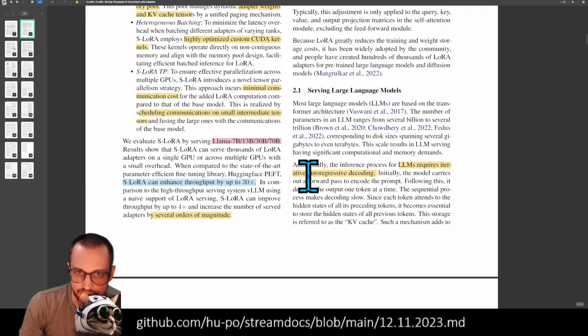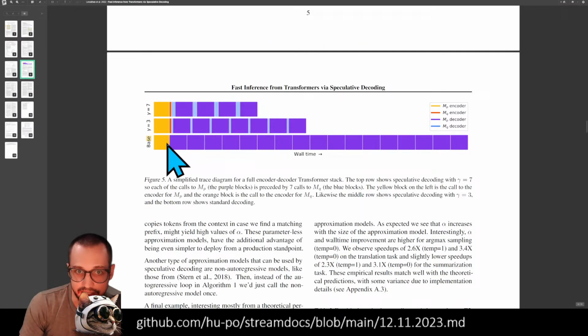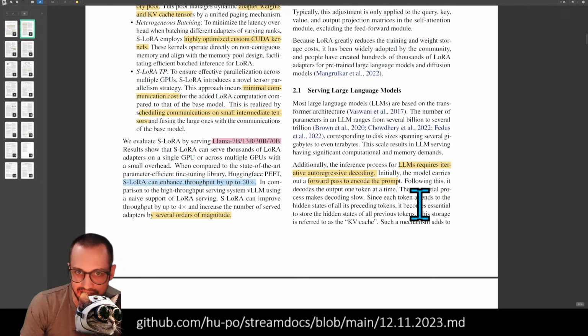Initially, the model carries out a forward pass to encode the prompt. So that's this yellow part here, right? That's the encoding. And once you encode it, then you get the KV cache, right? Following this, it decodes the output token one token at a time. The sequential process makes decoding slow.